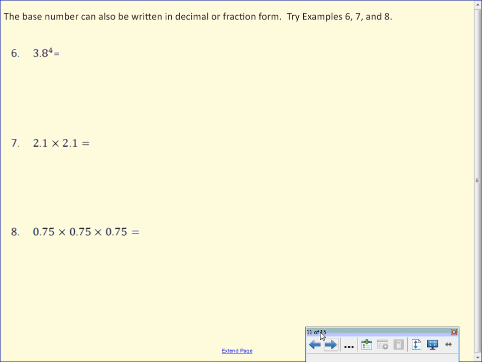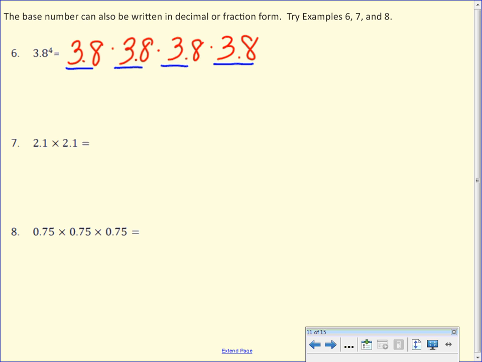So, wait a second, these are decimals. Can I do repeated multiplication with decimals? Yeah, unfortunately we can. We're going to multiply these numbers together. So 3.8 times, how many times am I going to times it? 3.8 times 3.8 times 3.8 times 3.8. So I have it once, twice, 3 times, 4 times, because my exponent is 4.